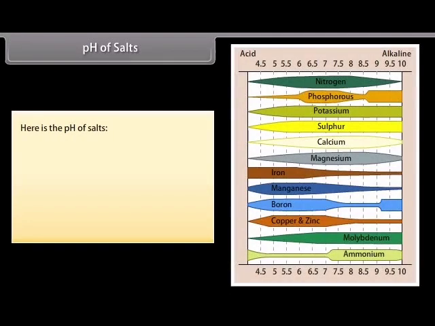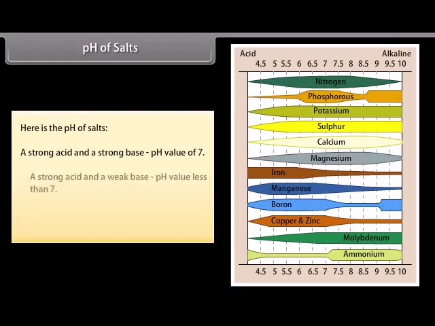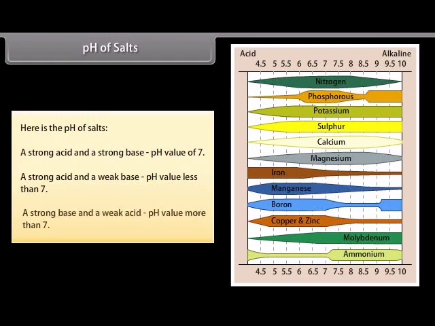pH of salts. Here is the pH of salts. A strong acid and a strong base, pH value of 7. A strong acid and a weak base, pH value less than 7. A strong base and a weak acid, pH value more than 7.